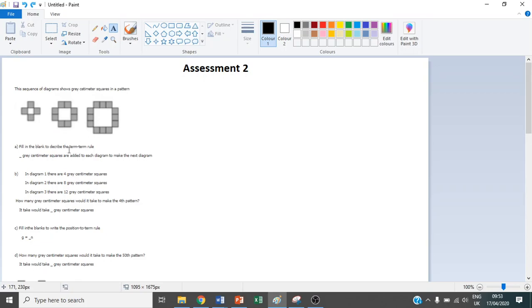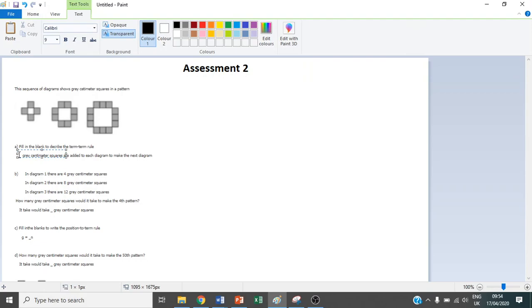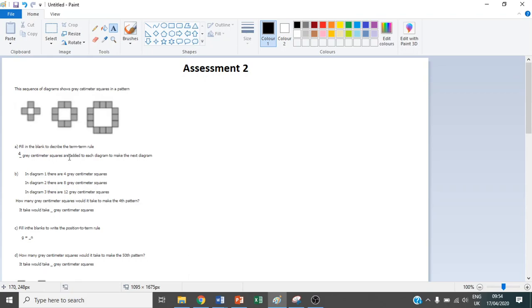So let's fill in the blank to describe the term-to-term rule. Now the term-to-term rule means how much is it changing from one diagram to the next. So from here I had 4 gray tiles, there I've got 8 gray tiles, there I've got 12 gray tiles. And every time I'm just adding 1 more gray tile on each of the sides of the square. So altogether I'm adding 4 gray tiles for each of these diagrams. So 4 gray centimeter squares are added to each of the diagrams to make the next diagram.